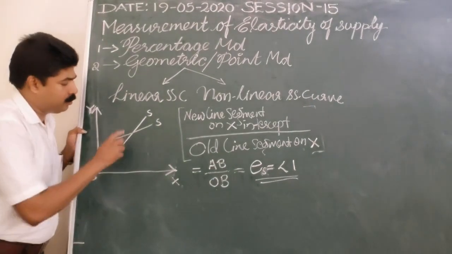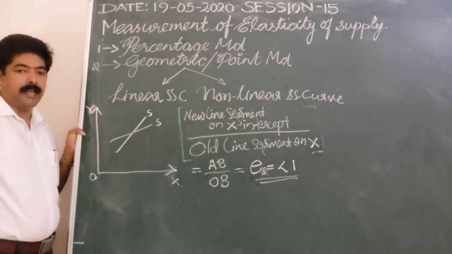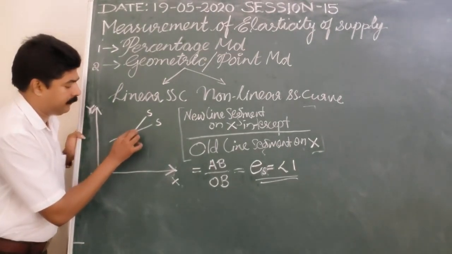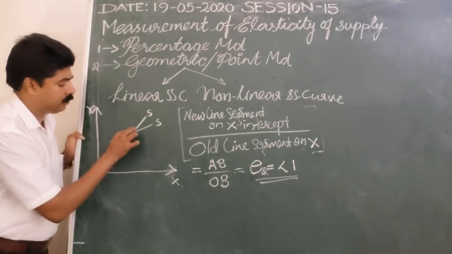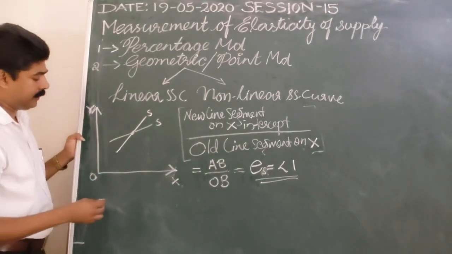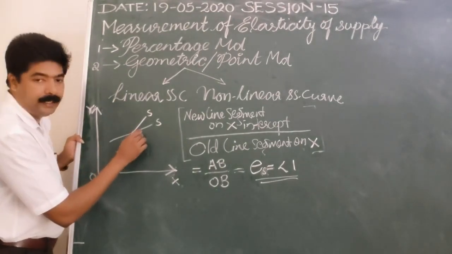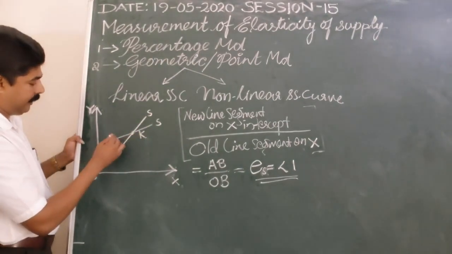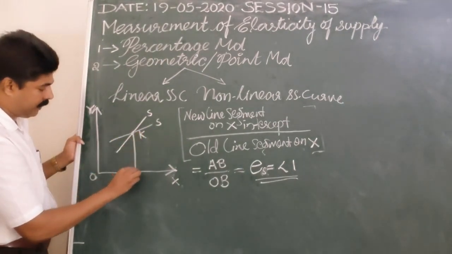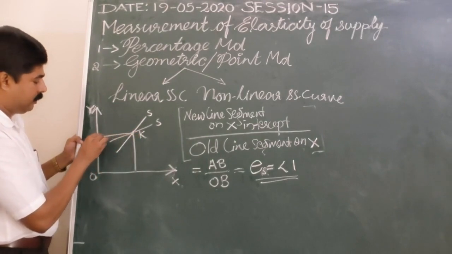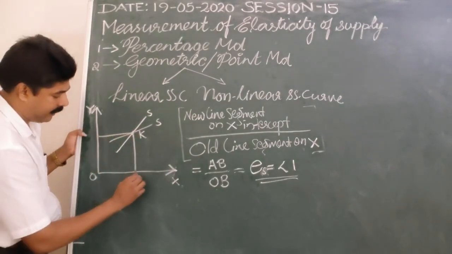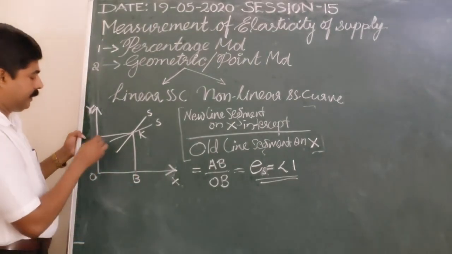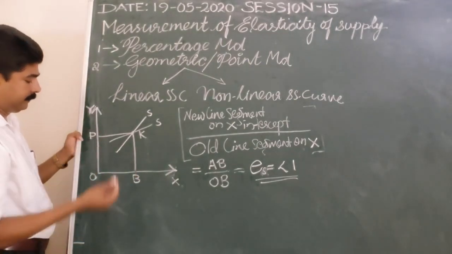Now from these two linear supply curves, I need to calculate the price elasticity of supply at a point K. For both, I am marking one particular point on the supply curve, and that point is point K. From there, as I told you, I am drawing two vertical lines towards the x-axis. So I am giving here B and also price for here.